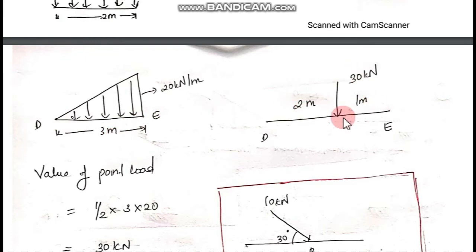So it is placed here. This 30 kilonewton, when we convert UVL into point load, is placed at this distance. So total distance of D is 3. Okay, so that conversion is over.